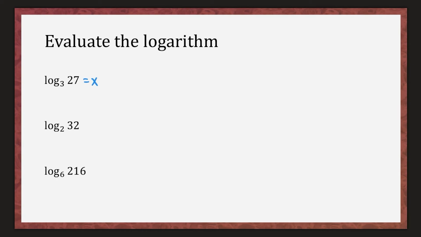So I can rewrite this as an exponential function. 3 to the x equals 27. Now remember, logarithms are just a different way to write an exponent. It's not a new operation, it's just a different way to write an exponent. So 3 to what power equals 27? Well, 3 to the first is 3, and 3 squared equals 9. What's 3 to the third power? 3 times 3 is 9, 9 times 3 is 27. So our value for x here, our exponent, will be 3.